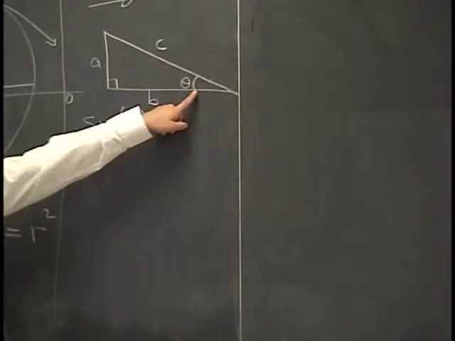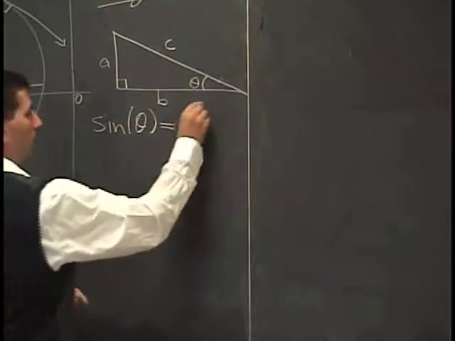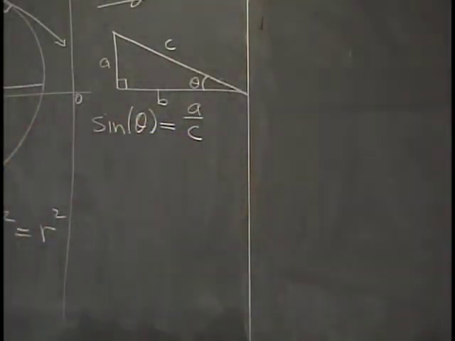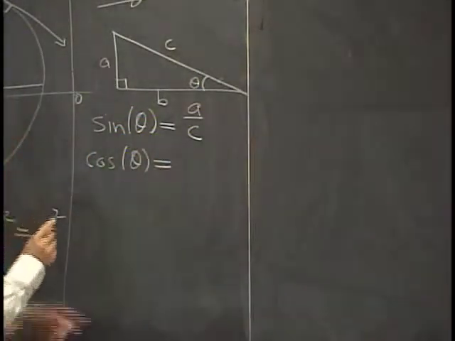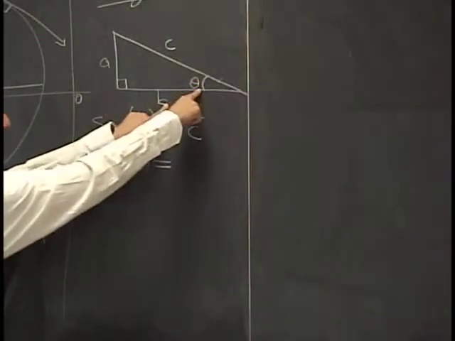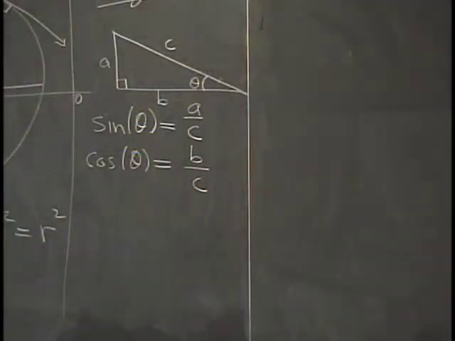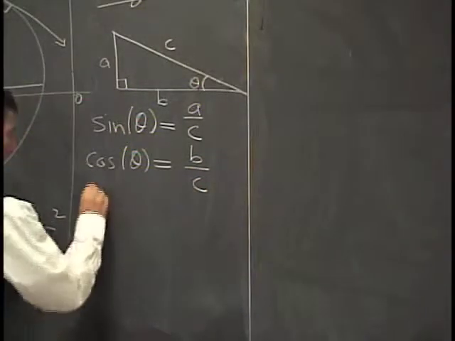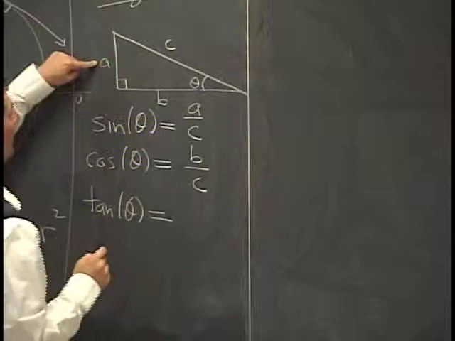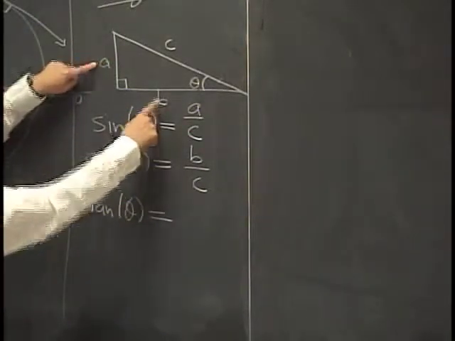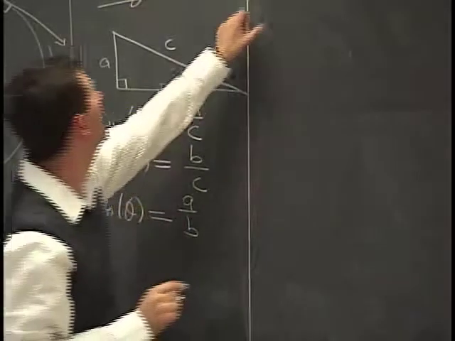The sine of the angle is defined to be the opposite side to that angle divided by the length of the hypotenuse. So A divided by C. The cosine of the angle is defined to be the adjacent side to your angle theta divided by the length of the hypotenuse. So B divided by C. The tangent of the angle is defined to be the opposite side divided by the adjacent side. A divided by B.